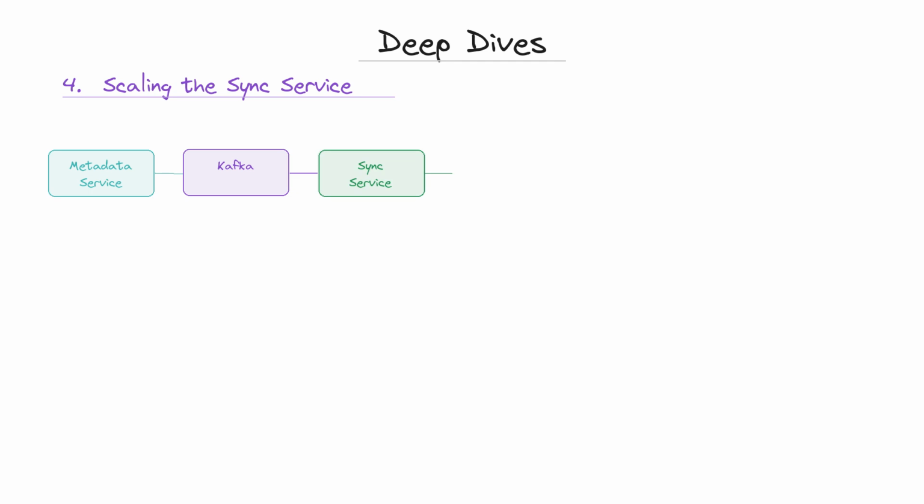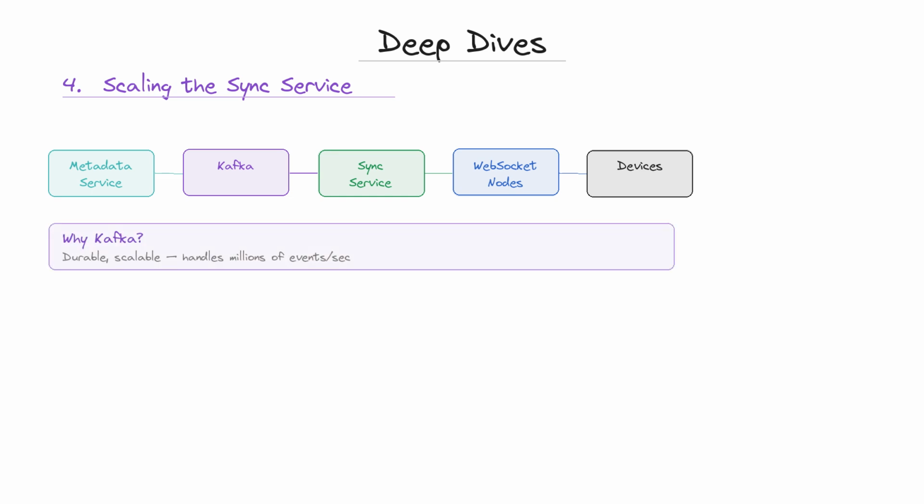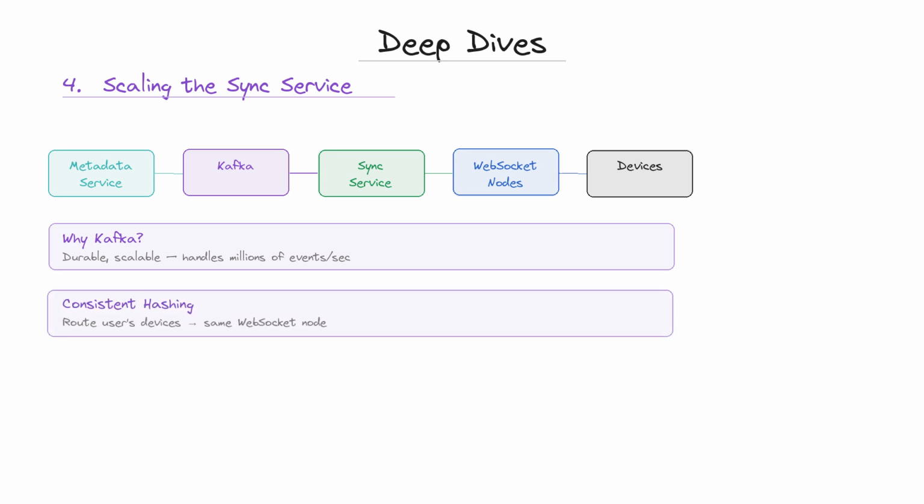Why Kafka? It's durable, scalable, and handles millions of events per second. If a device is temporarily offline, the events are still in the queue when it reconnects. For the WebSocket layer, you'll need to shard connections across multiple sync service nodes. Use consistent hashing to route a user's devices to the same node, making it easy to push notifications to all of a user's devices simultaneously.